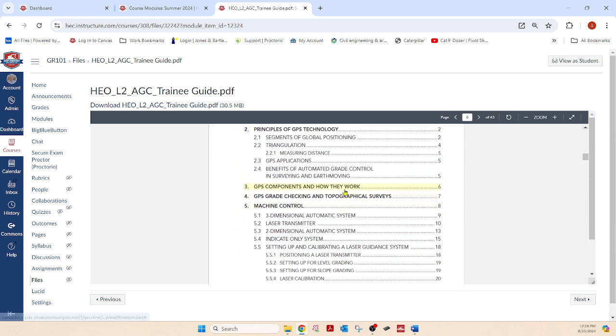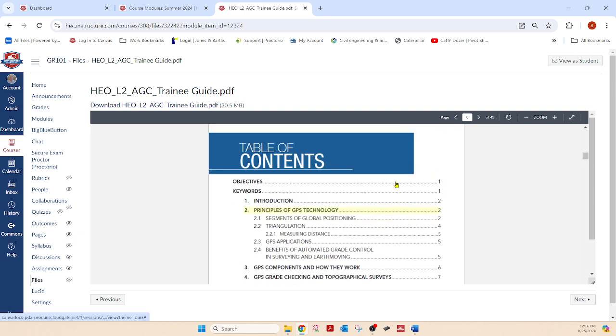But take the time to read through this, get familiar with it, and I'm going to give you some help on maybe where to focus. The first thing that came to my mind is, what in the world does GPS stand for? Honestly, if you go to page 2, you'll find that out.